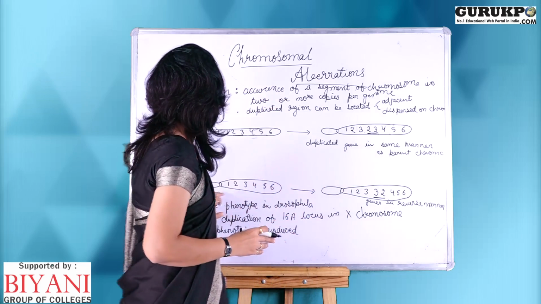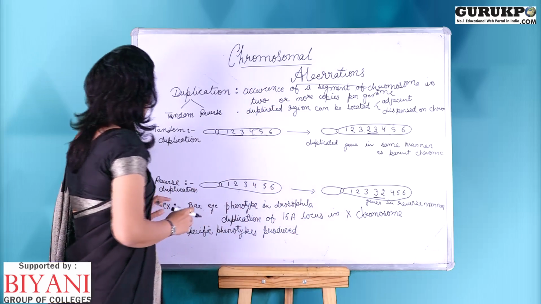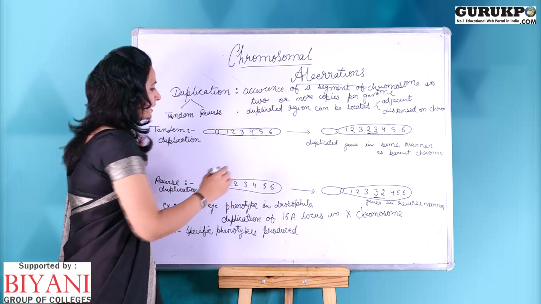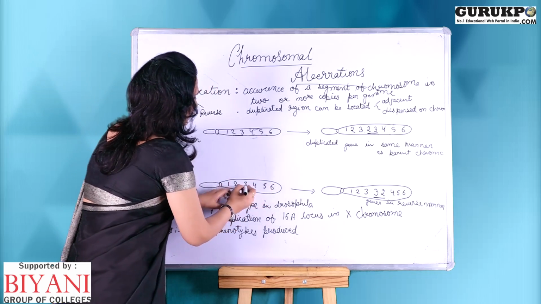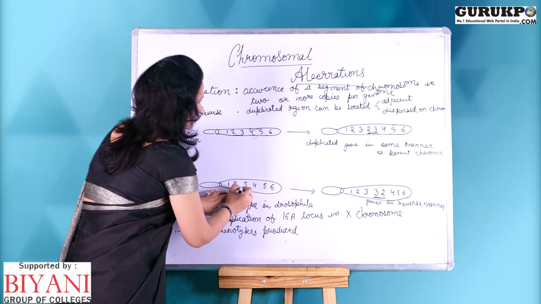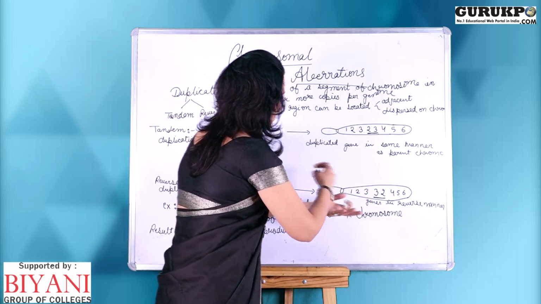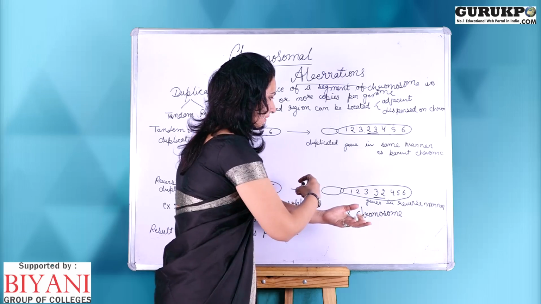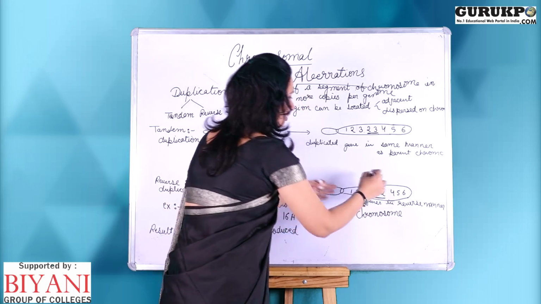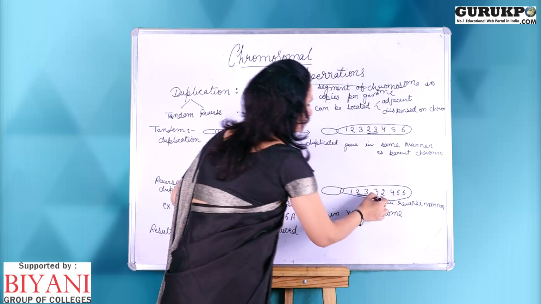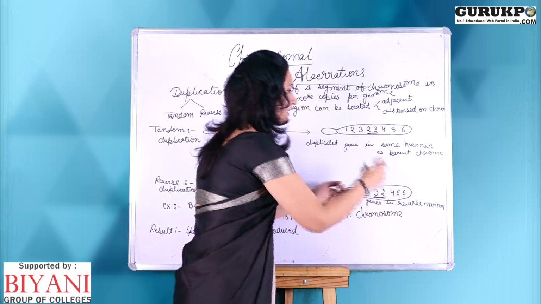Next is the type of duplication that is reverse duplication. Here, in 1, 2, 3, 4 and 5, the region 2 and 3 has been inverted and became reversed after the duplication process. Like 2 and 3, instead of becoming 2, 3, it became 3, 2. So, this is reverse to the parent chromosome.